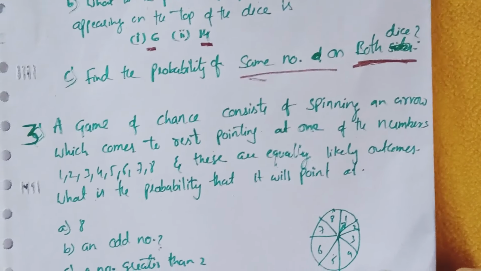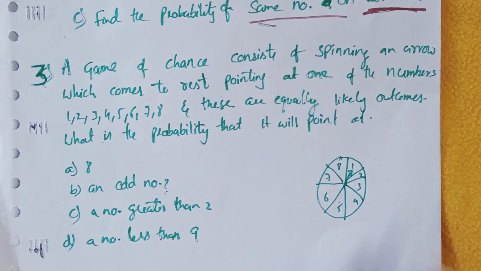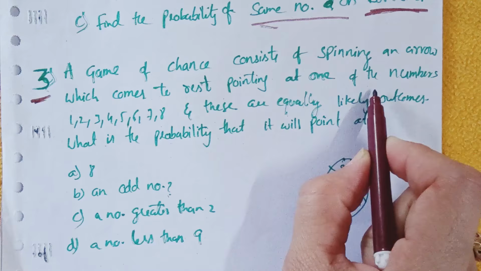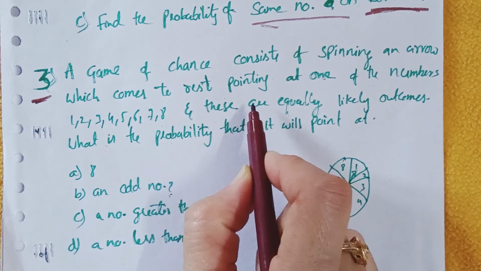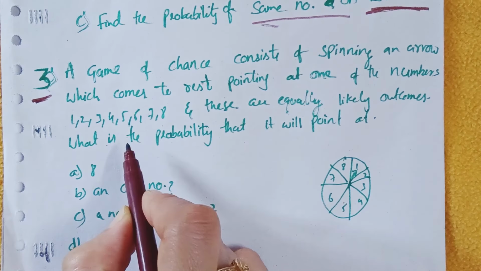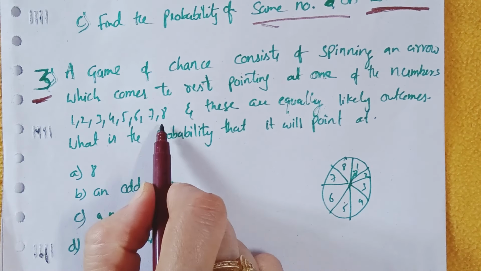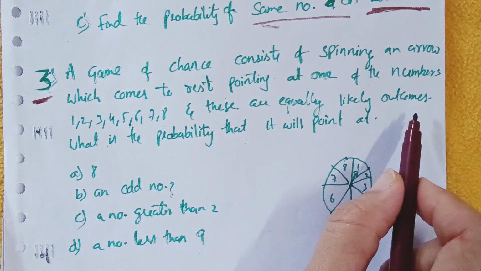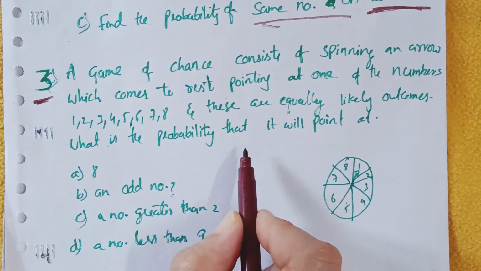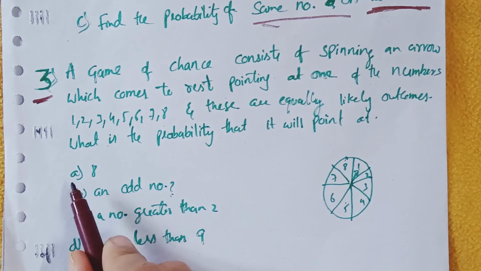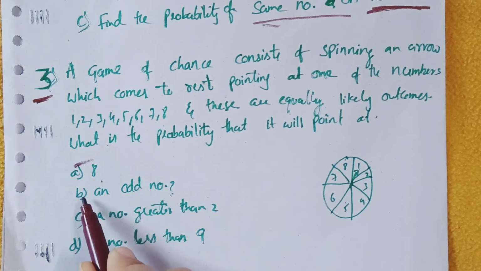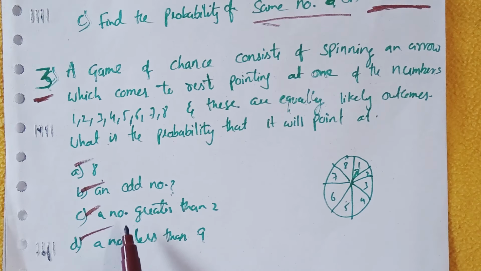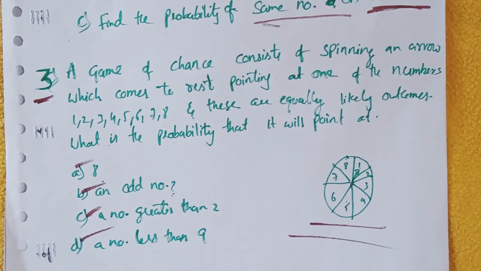Okay, so next we'll see the last question of this probability chapter, which is, a game of chance consists of spinning an arrow which comes to rest pointing at one of the numbers. So numbers will be 1, 2, 3, 4, 5, 6, 7 and 8, and these are equally likely outcomes. What is the probability that it will point at A, 8, B, an odd number, C, a number greater than 2, D, a number less than 9. So this is the figure, guys.